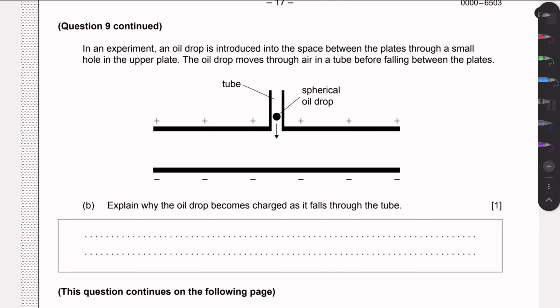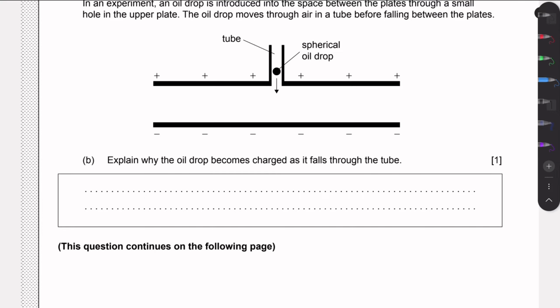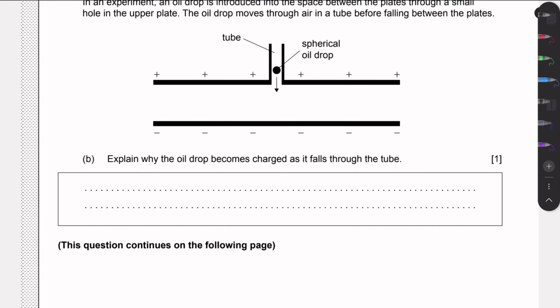And then we have this experiment where we have an oil drop, and we introduce this through a narrow tube. And so it falls through this air over here before falling between the plates, and we need to explain why this oil drop becomes charged. Well, why it becomes charged is because of friction: it hits the walls of the tube, and through friction charge is transferred to the drop.